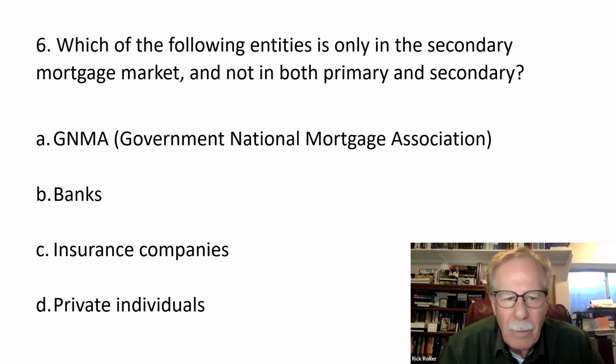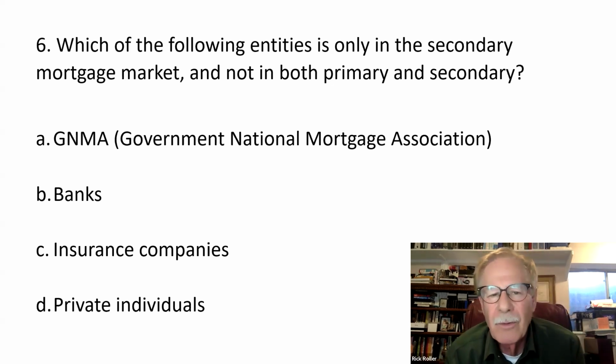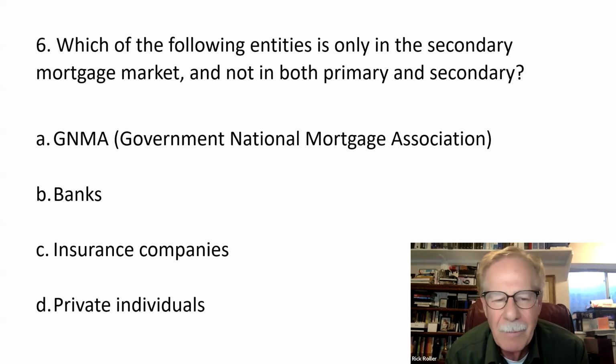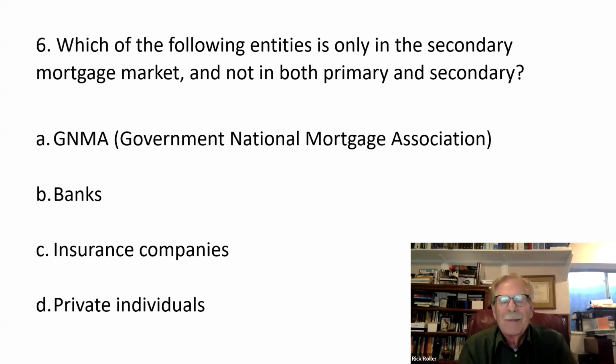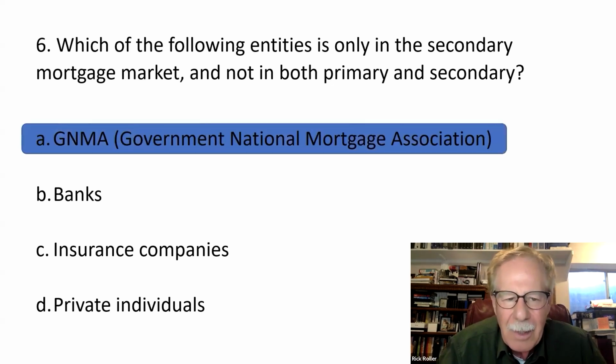Well, would it be Ginnie Mae, Government National Mortgage Association? How about banks? Banks do both. How about insurance companies? Insurance companies do both. Insurance companies love to do small commercial loans, like the little office building you want to build for $2 million, and you want to finance 80% of that. They like that. Private individuals, well, that's not what we're looking for here. Guys, the correct answer is A, Ginnie Mae, Government National Mortgage Association.